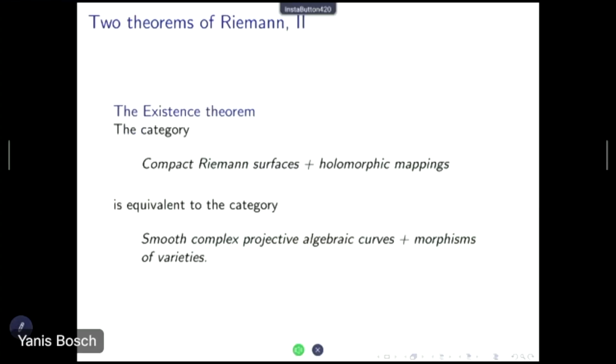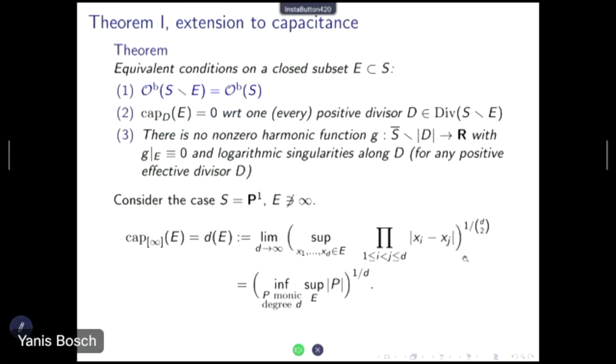So the second model theorem is the existence theorem of Riemann, which in one basic form states that the category of compact Riemann surfaces with morphisms, the holomorphic maps of Riemann surfaces, is equivalent to smooth projective complex algebraic curves, and the morphisms also algebraize to morphisms of varieties.